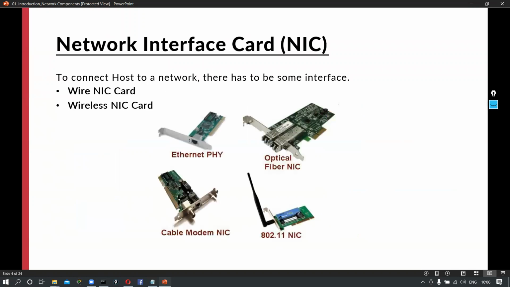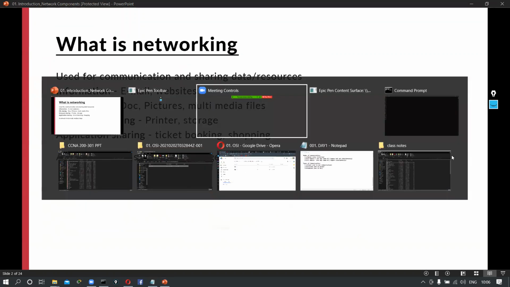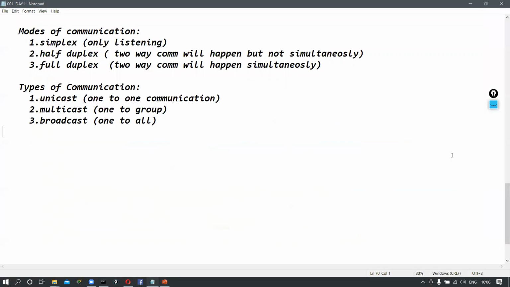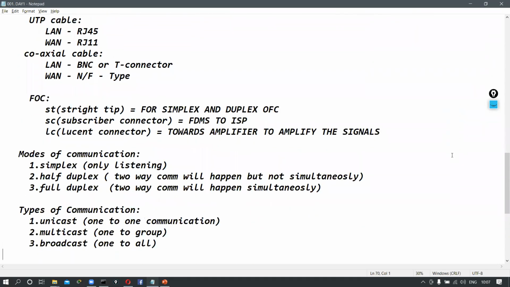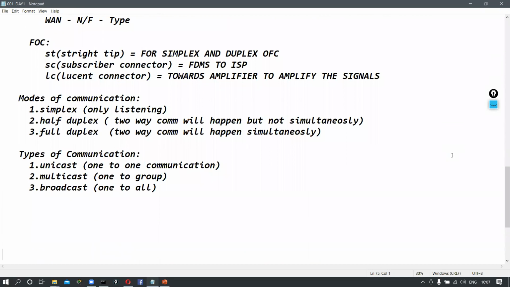Next, what did we discuss? Types of cables. Under copper media, 2 cables: one is dish TV cable, one is LAN cable. Under fiber optic, multi-mode and single mode, with some distance supported: in multi-mode only 2 kilometers, and single mode up to 40 kilometers. What connectors did we discuss? Then we discussed types of communications and modes of communications. Then a little bit about the OSI. Then networking devices. The router is pending, that we'll see tomorrow.